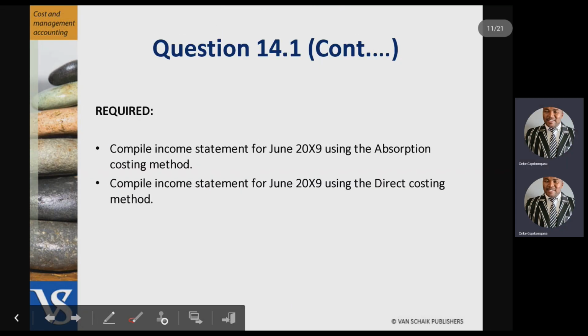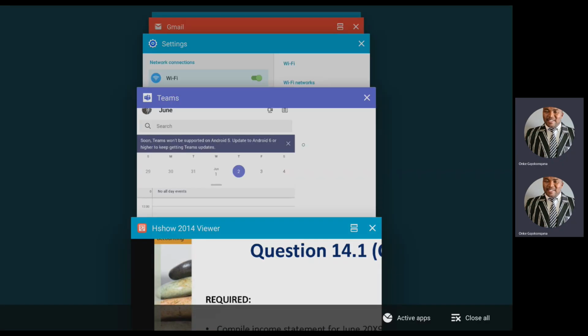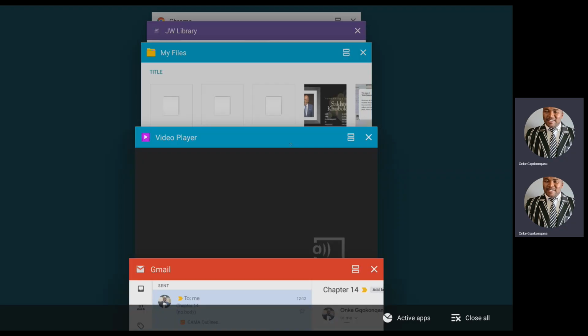Look at the requirement. Prepare an income statement for June 20x9 using the absorption costing method, and you have to prepare another one using the direct costing method. So we will look at those two income statements according to the said method that we have.